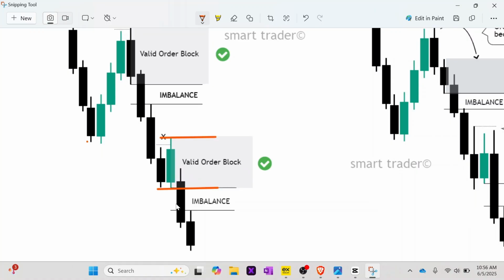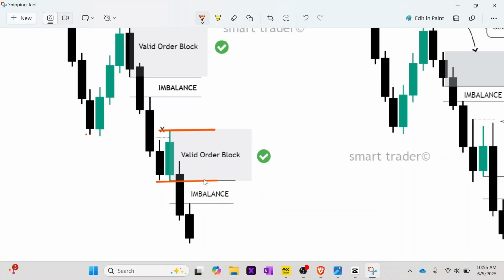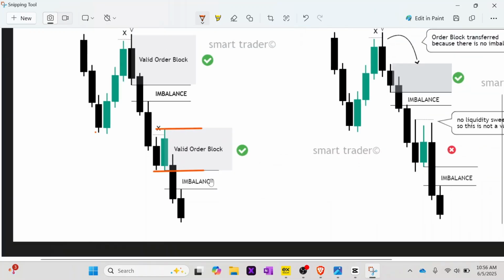In this case, you also need an imbalance here, as you can see. It means that the market has not yet mitigated this area of interest. So when the market comes back and mitigates this one, then we can definitely take our trade, maybe based on the lower time frame confirmation as well. Okay, so this is the first example. We also have another example here.